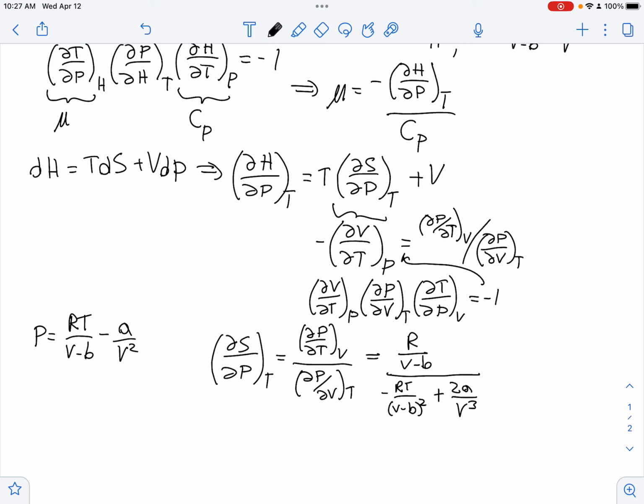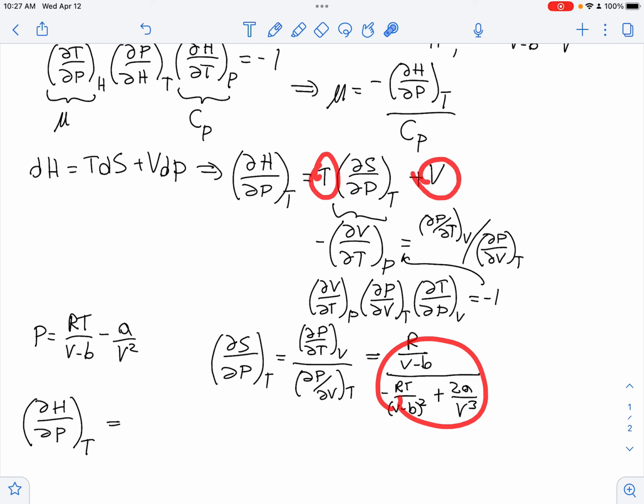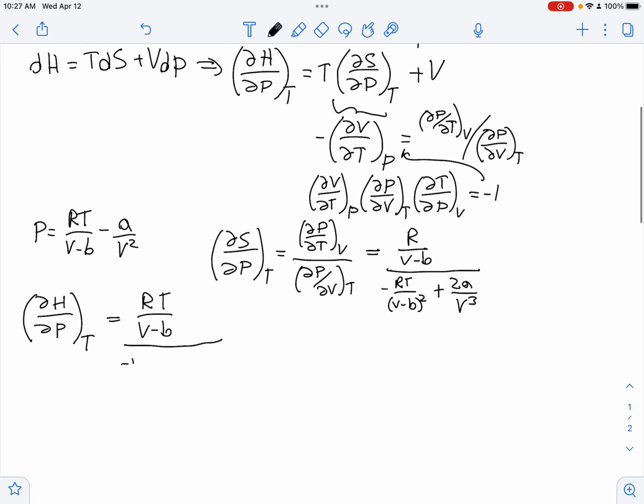So now what we're looking for is dH/dP at constant T. Well, actually, we're looking for the Joule-Thomson coefficient, which is minus this divided by Cp, but dH/dP at constant T is going to equal this expression times T plus V. So RT over V minus B, divided by minus RT over (V minus B) squared plus 2A over V cubed, plus V.